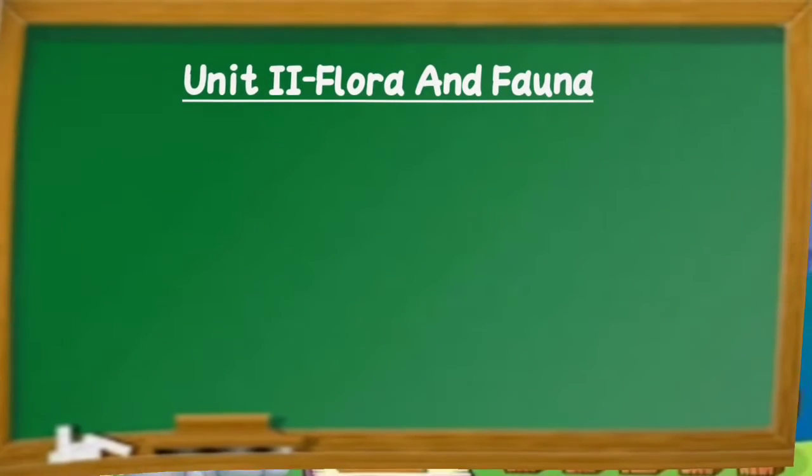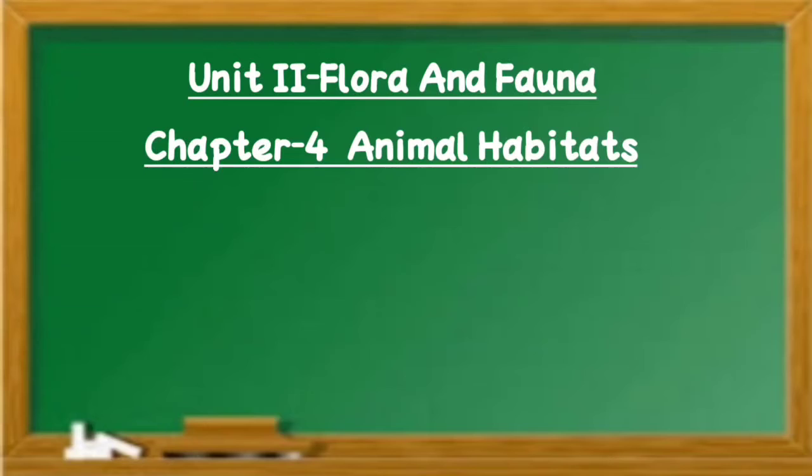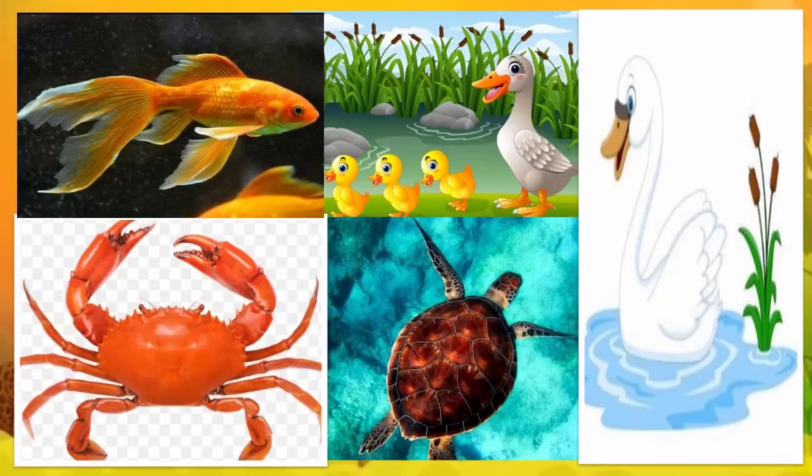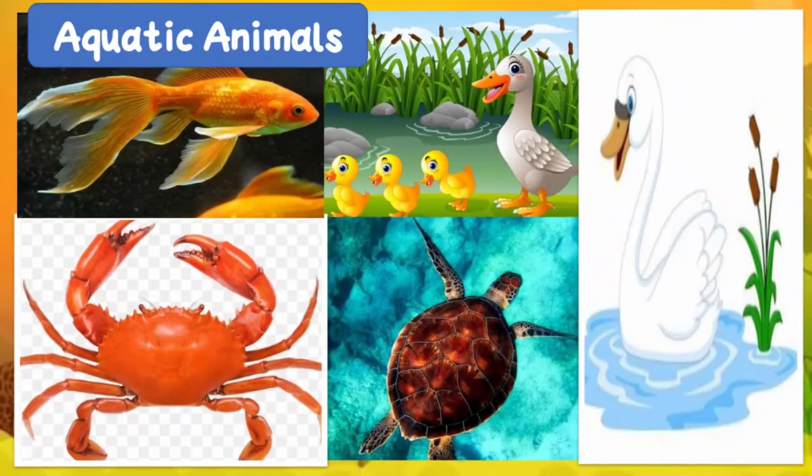As you all know, we have been discussing Chapter 4 from Unit II - Flora and Fauna, and the chapter is Animal Habitats. In this chapter we learnt about habitats, adaptation, hibernation and also classification of animals on the basis of their habitats, and we learnt about the first type of animals, that is terrestrial animals. So in this session let's continue with the remaining kinds of animals, and today let's begin with aquatic animals, the second type of animal.